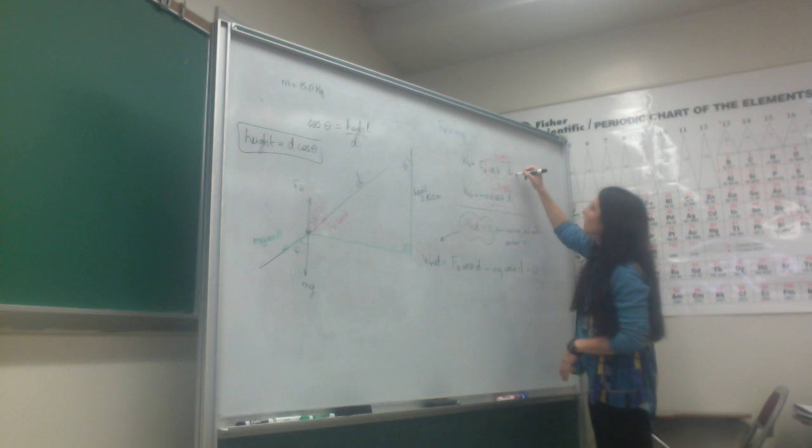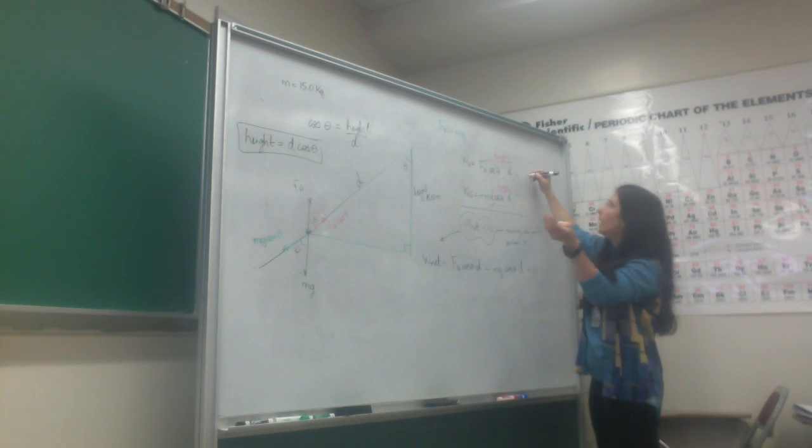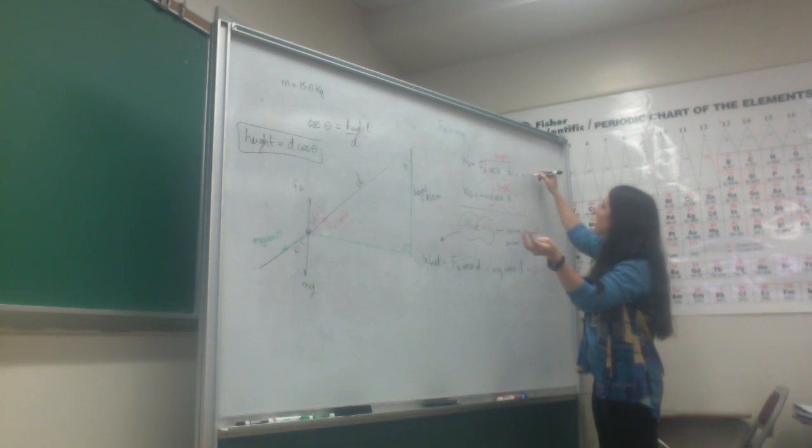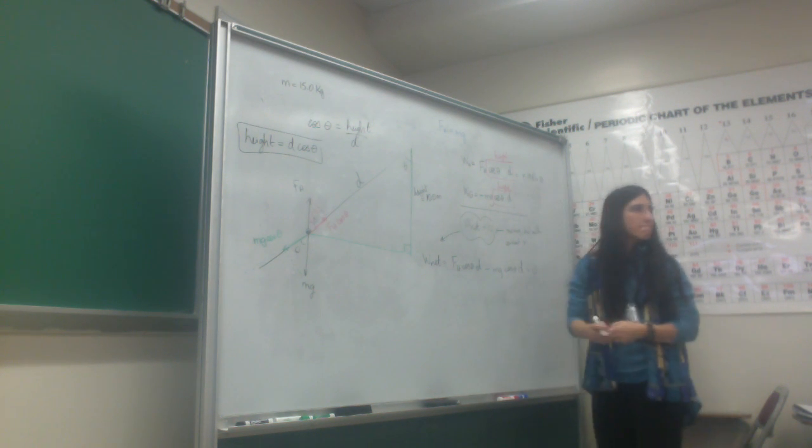Replace the whole d cosine theta. This d is going to be the height. m is 15, I know. Isn't that cool? g is 9.8, and the height is just 10. So cool.